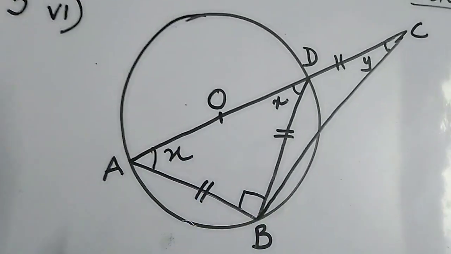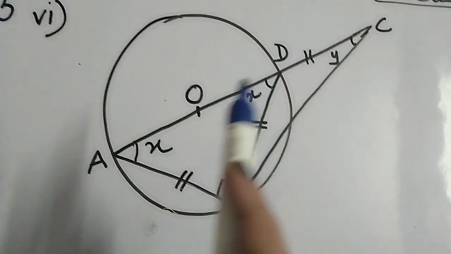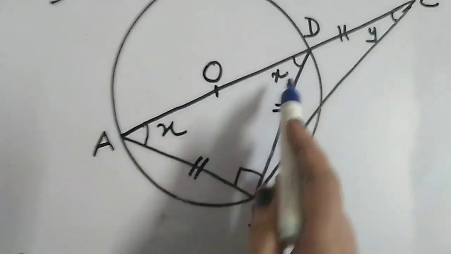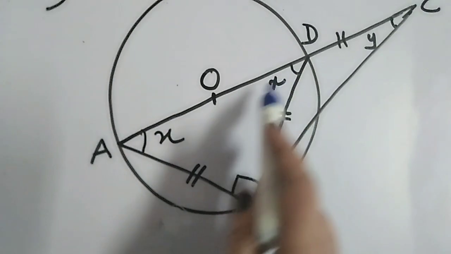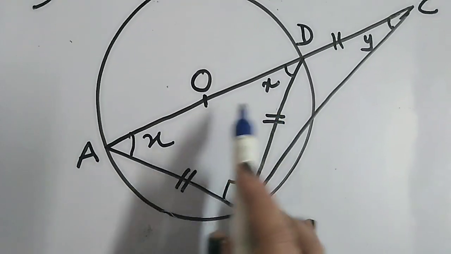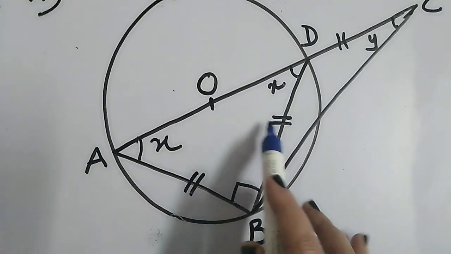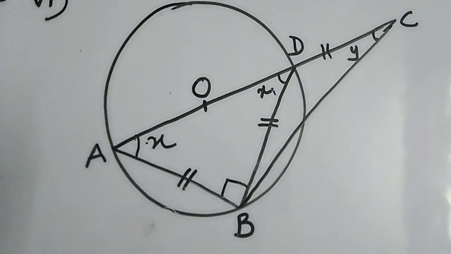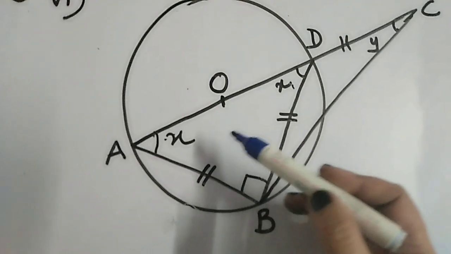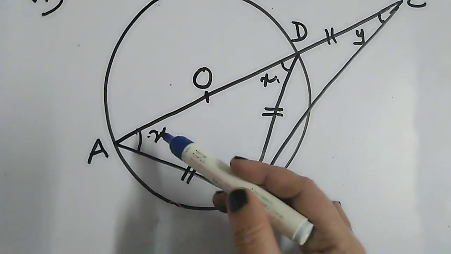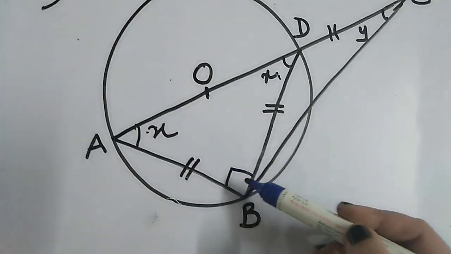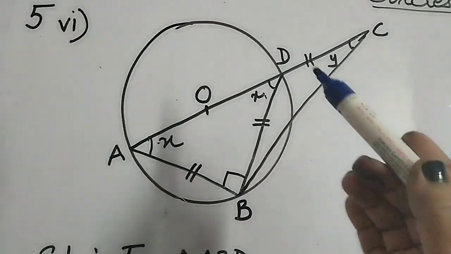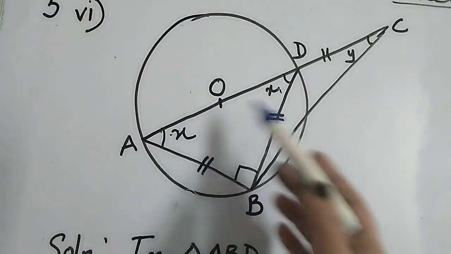Why does this also become x? Because it is an isosceles triangle, the angles opposite equal sides are equal. This angle is opposite to this side, and this angle is opposite to this side. Clear? So now in this triangle, we can find x plus x plus 90 is equal to 180 degree. So 2x plus 90 is 180, and x becomes 45 degrees.